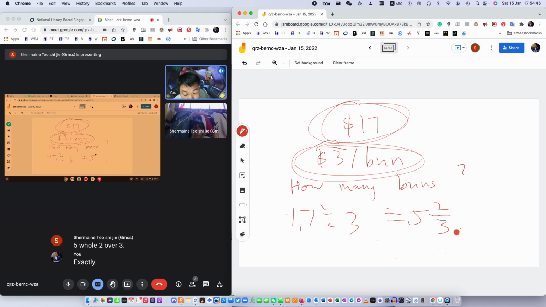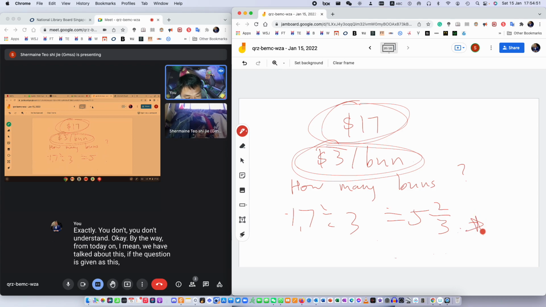By the way, from today on, we have talked about this. If the question is given as this, you are going to give the exact answer. You don't give me a round off answer. You need to give me the simplest answer, okay? If you answer 17 over 3, you are wrong in your exam. If you answer 5.666, it's wrong in the exam. This is the correct answer in the exam. So that means you are going to buy 5 2/3 buns with $17. Are you clear or not?